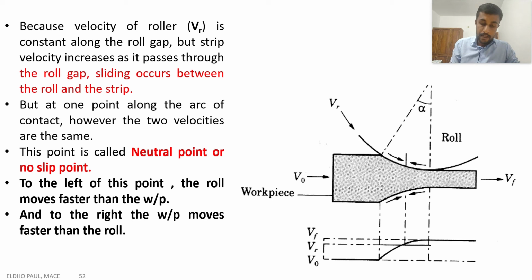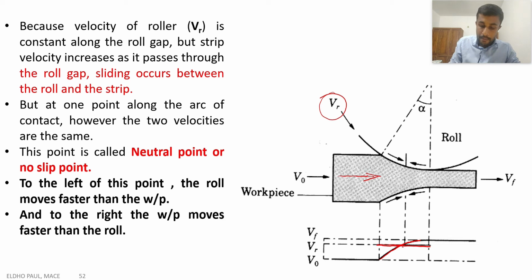Here we can see that when the material flows during the metal forming process, there will be a velocity increase for the metal flow through the rolling gap. When the material is flowing, there will be a velocity increase from V0 to Vf. Another velocity term used in the rolling process is Vr, the roll velocity, and that roll velocity is constant throughout the roll gap. So this is the variation of the roll velocity Vr.